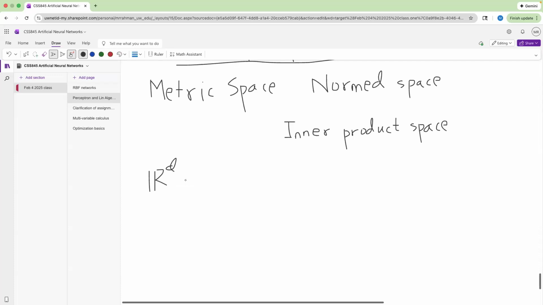But that may not always be the case, right? Sometimes you have spaces that are just a metric space and not a norm space, or just an inner product space, right? So we want to make sure that we have an understanding of these spaces.